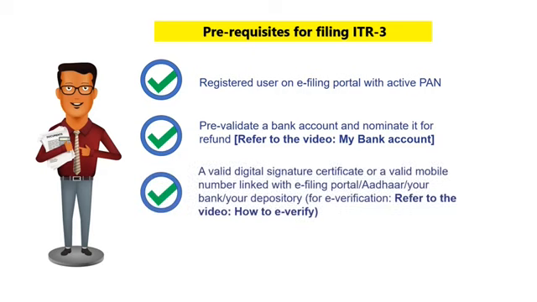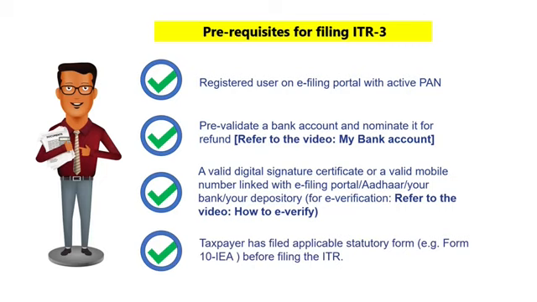You should have a valid digital signature certificate or a valid mobile number linked with the e-filing portal, Aadhaar, your bank or depository for the purpose of e-verification. And if you're opting out of the new tax regime and filing your taxes in the old tax regime, you must have filed your Form 10-IEA, and the taxpayer is also required to file other applicable statutory forms before filing the income tax return.